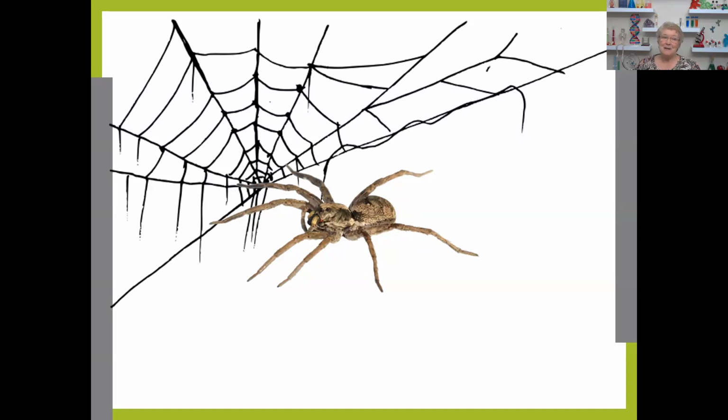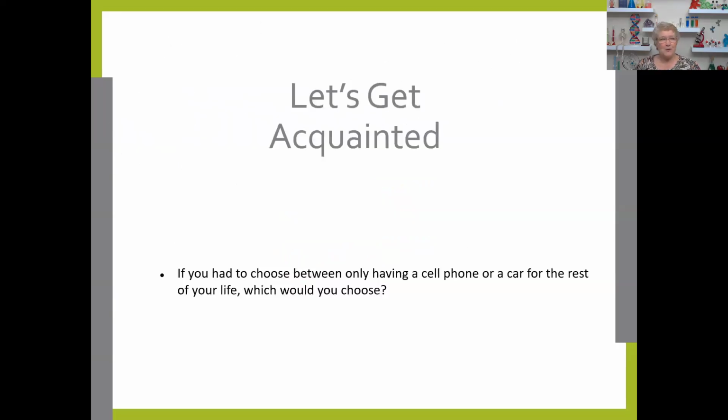All right. Remember last week how we did some of those questions to get acquainted? We're going to do a few more today. So using just 1 or 2 words, or as few words as you can, type your answer into the chat box. Here's your first question. If you had to choose between only having a cell phone or a car for the rest of your life, which would you choose?